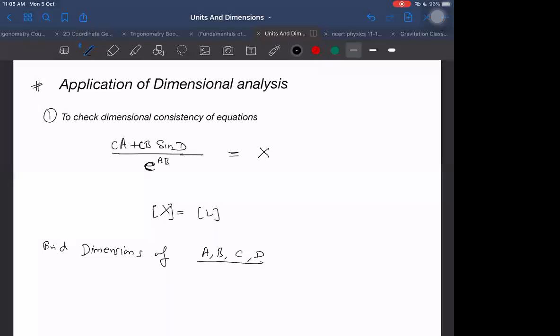Although this question is not related to the heading here, the heading I have given is to check dimensional consistency, we are actually finding out the dimensions of some unknown equation. We don't know what A, B, C, etc. mean. Only one piece of information is given, and that is enough to get the dimensions of each of these. What equation do we have? We have the dimensions of X, that is the dimension of length, and from that we can find the dimensions of each of these. Now let us see whether we can get them or not.